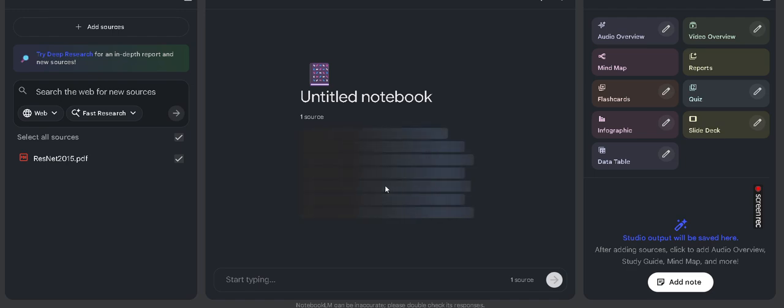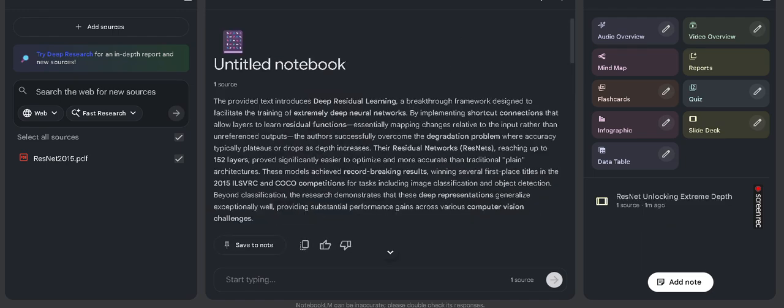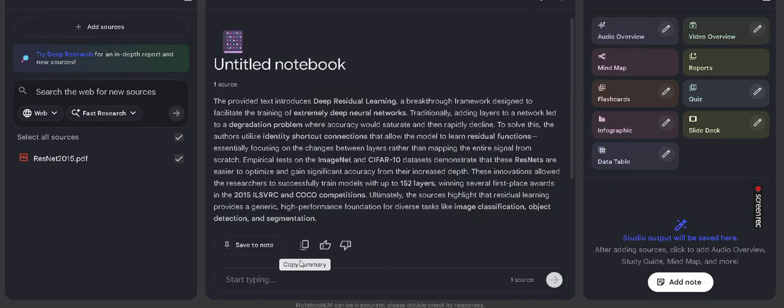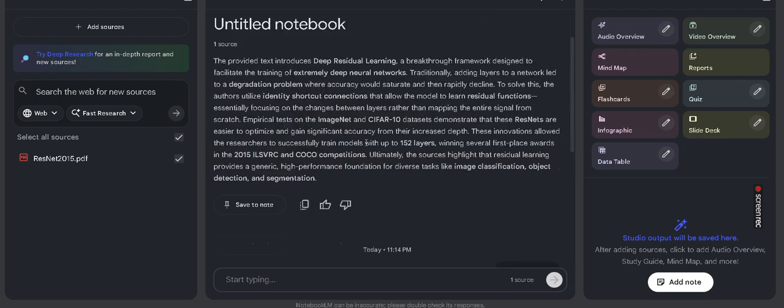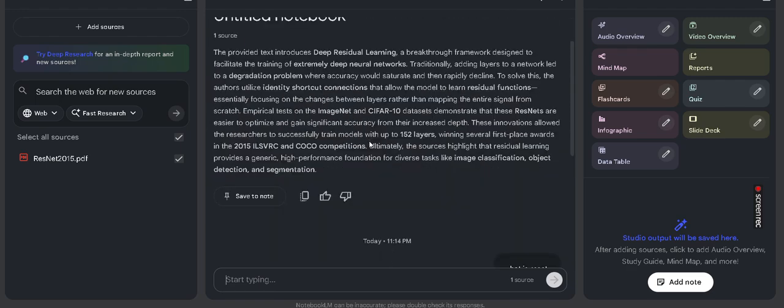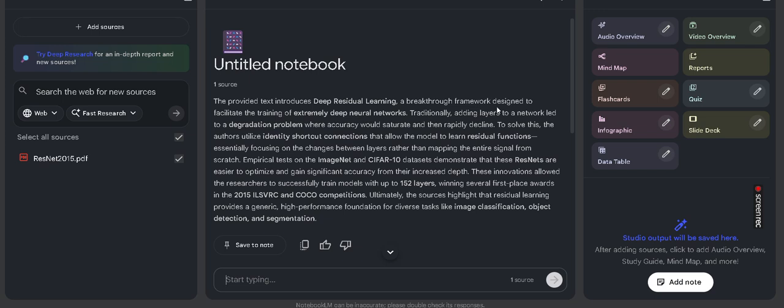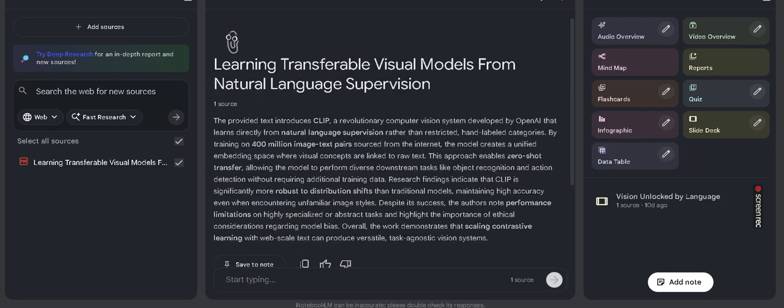Just like here, I generated the whole summary, and you can even ask questions here, right? You can ask anything, for example, what is ResNet. So it will actually answer you related to the document. And you can even generate video feedback, quizzes, flashcards or a slide deck. It actually generated the slides before too, and the slides are quite easy to understand. Okay, see, it has given all the answers.